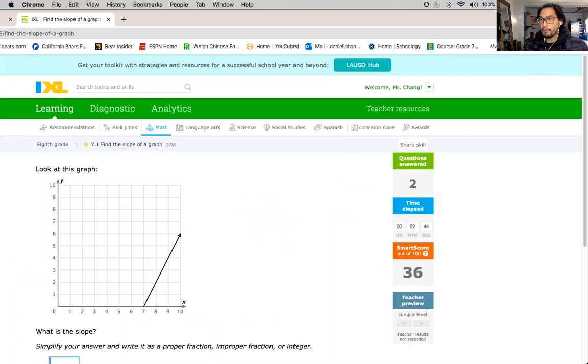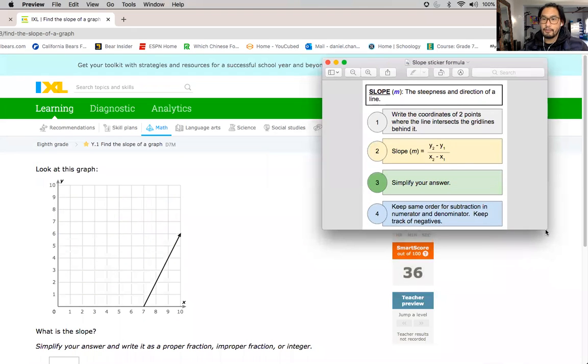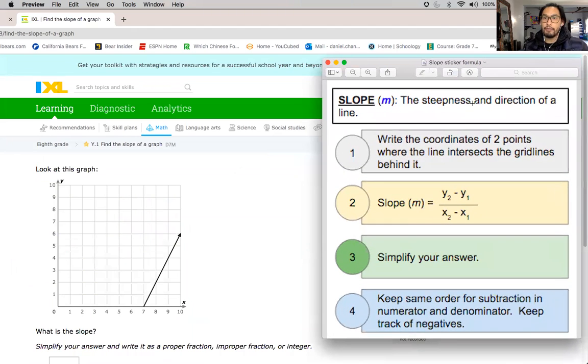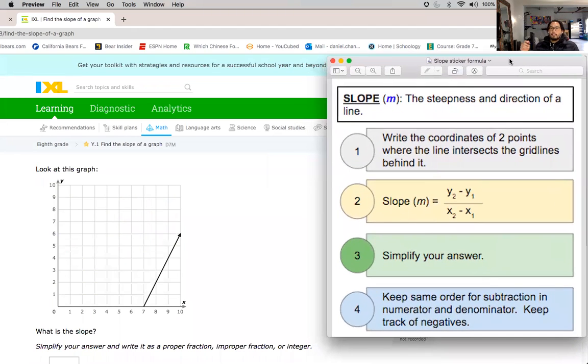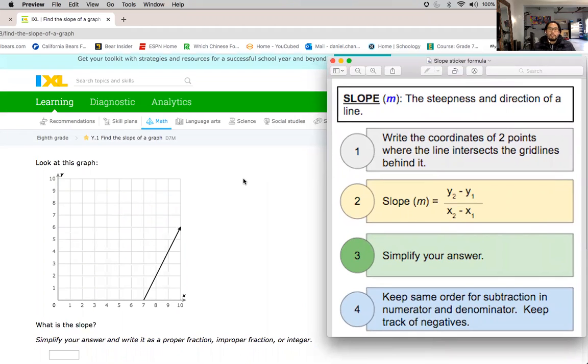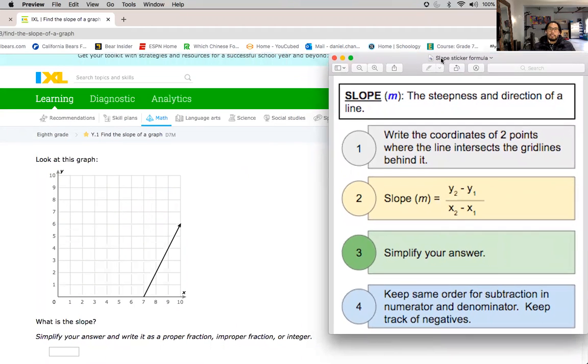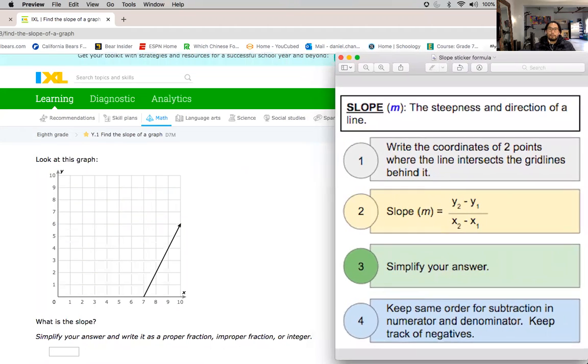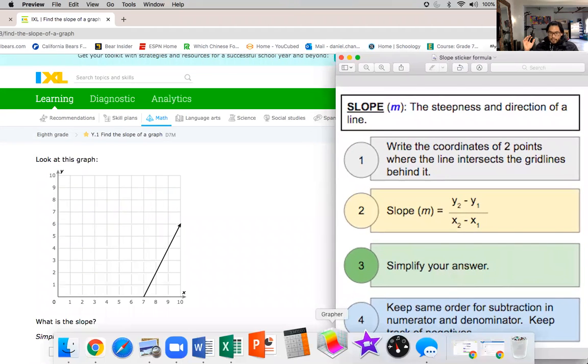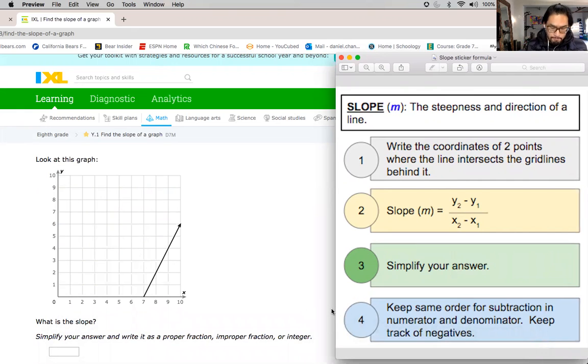Now I'm going to show you a different way to calculate slope. You're going to actually use the slope formula. And the reason why you want to be able to use the slope formula, you want to have this memorized, is because sometimes it's hard to count the boxes, and you make little mistakes here and there. You can't tell if the lines exactly cross each other. So here's another way to do it.